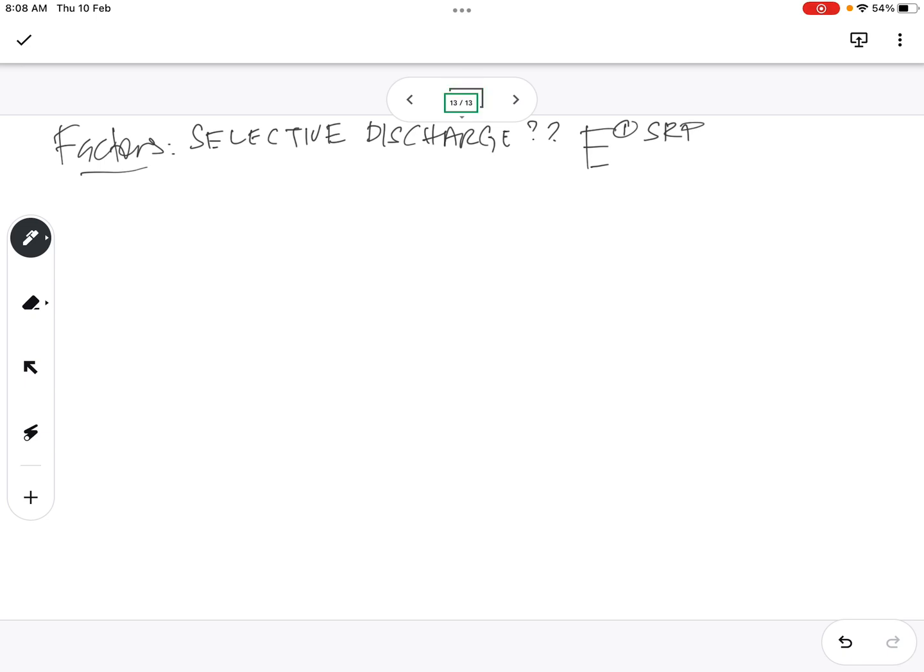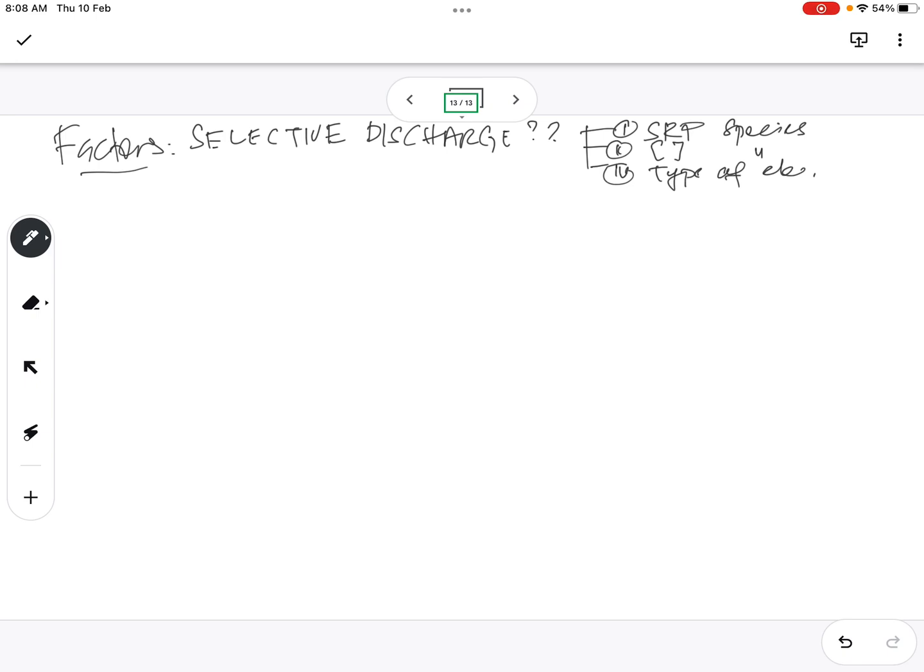So factors yang menentukan selective discharge, yang pertama standard reduction potential of a species. So kita kena rujuk table, jadual, iaitu E0 reduction value. Faktor yang kedua, biasa concentration of species. Yang ketiga type of electrode. Macam saya cerita tadi, is it inert or is it active? So we have two types of electrode.